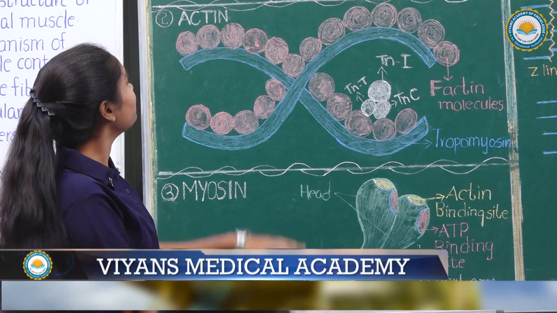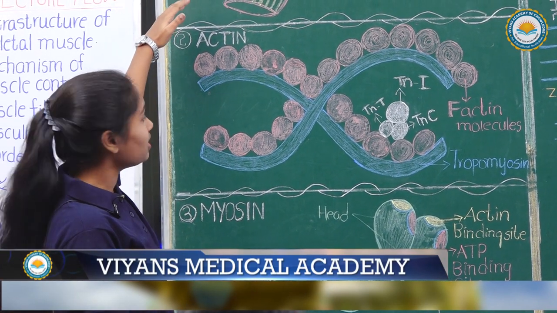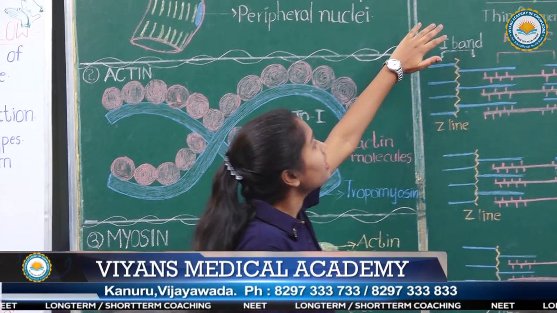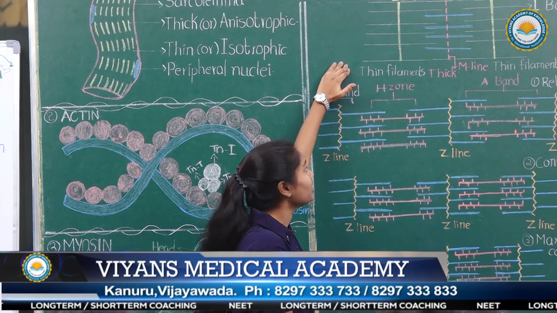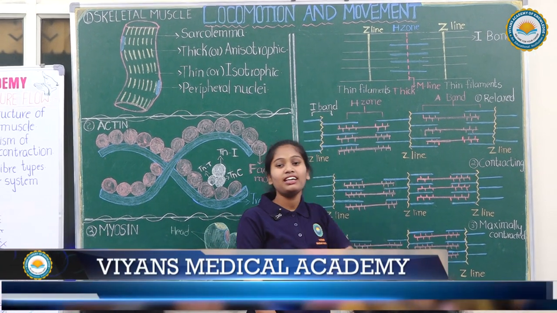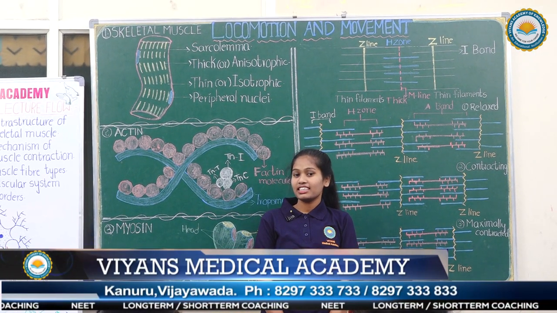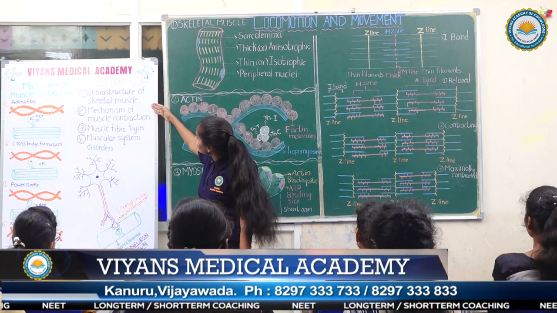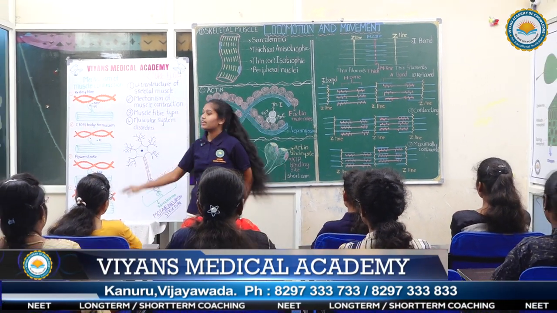This is the difference between the outer structure of the skeletal muscle fiber, the actin and myosin proteins, and the alternate light and dark bands in the skeletal muscle fiber. We completed the outer structure of the skeletal muscle successfully. Then we will move on to our next lecture flow, that is the mechanism of muscle contraction.